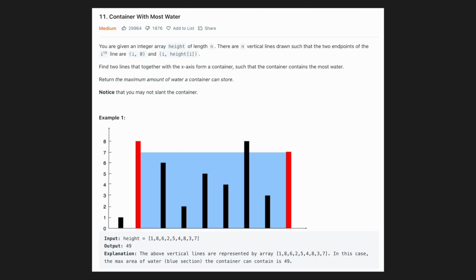Today we are solving Container With Most Water. I will go over two ways to solve this problem, but I will only go over the coding for the optimal solution. If you're only interested in the optimal solution, then feel free to skip to the timestamp.